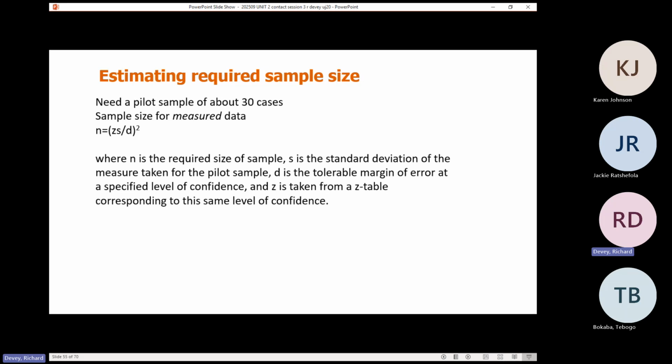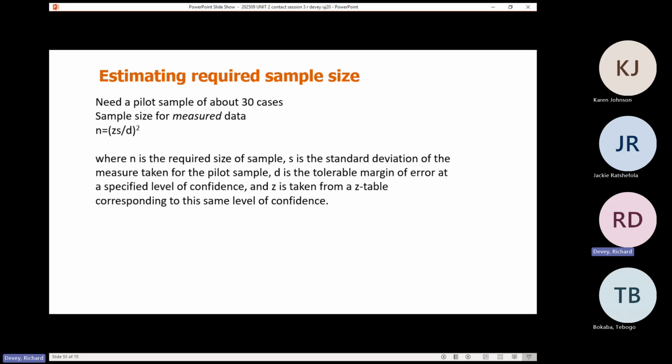There are different formulas we can use depending on what kind of statistics we're doing. This is a very simple formula, but in order to use the formula, you need to measure something. So you'd need to conduct a pilot study for your study and measure your dependent variable. Then we can use the information from that measurement to estimate the sample size.